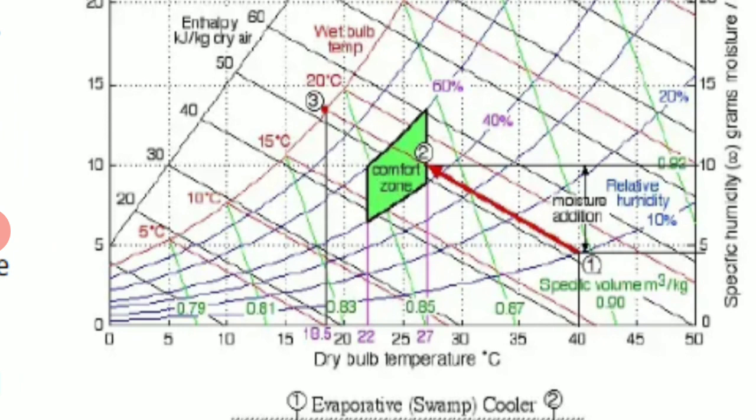From point 2, take a scale parallel to the wet bulb temperature and mark it on the saturation curve. Keep it on the saturation curve. You can see the red color point 3. Point 3 represents the lowest temperature that can be obtained.